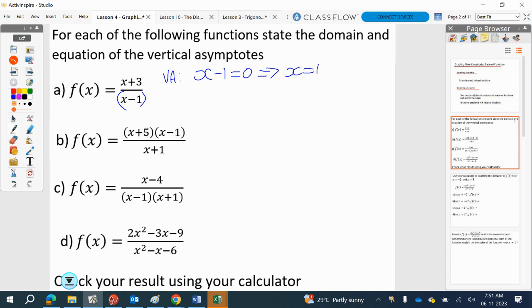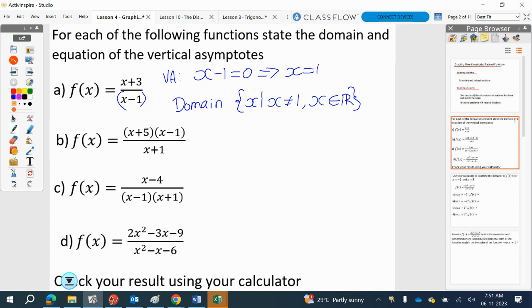But the domain is also quite simple then. So the domain is going to be x is applied over everything but -1 for all real numbers. It's that easy.